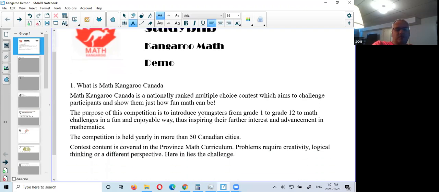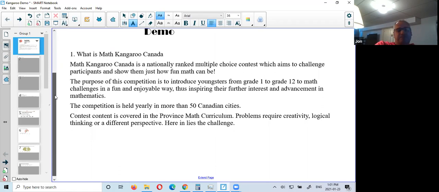But it's a multiple choice contest. It's run in 50 cities. The content is covered by most of the school curriculum. You do require some logical thinking skills in order to answer some of the questions. But it's definitely a let's-have-fun kind of thing, and let's learn some more about math. And if you sign up for training, then you get some practice before the contest actually happens.